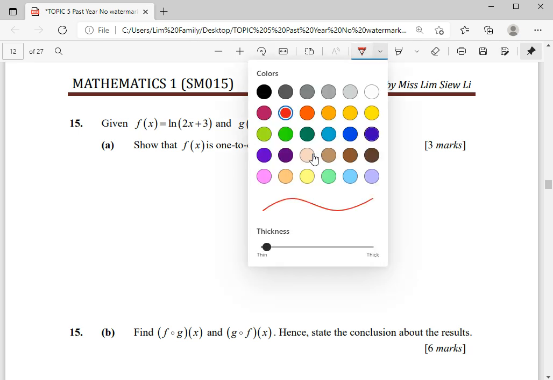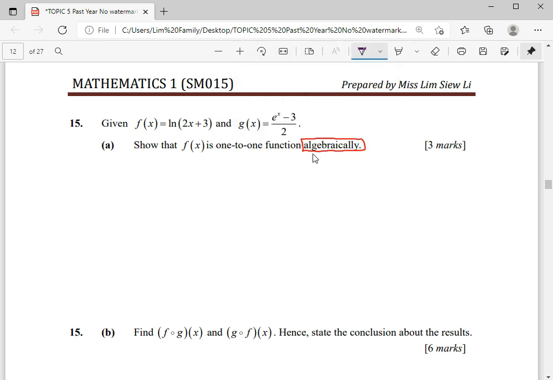What we need to do here is substitute x1 into the function and x2 into the function, and try to find out whether x1 only equals x2, one answer, or whether we have two answers. If you have two answers, it means this function cannot be one-to-one. If you only get x1 equals x2, then this function is one-to-one.